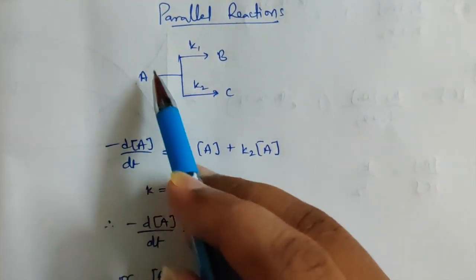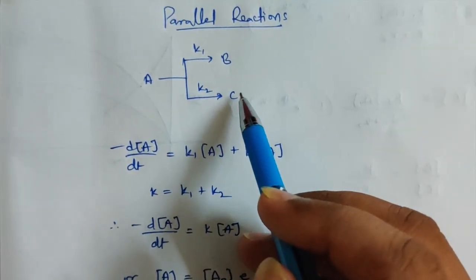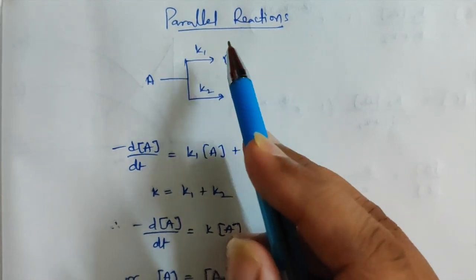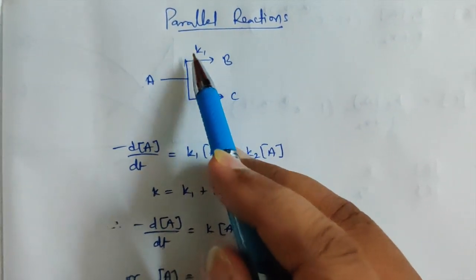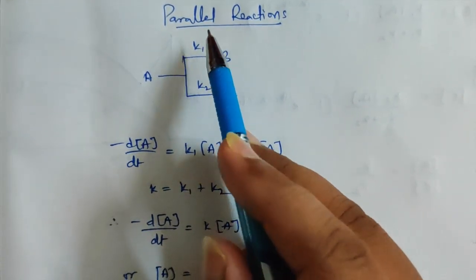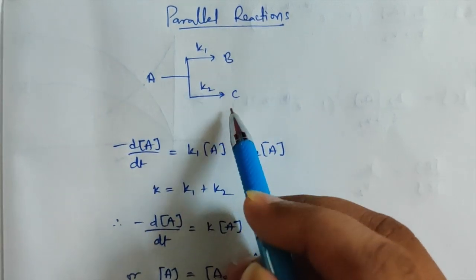So that's why this kind of reaction is called a parallel reaction, in which both of these products are getting formed parallelly. And which one will have the greater or lesser rate of formation will depend upon the values of K1 and K2. That means the rate will depend upon the rate constants over here. So A is your reactant, B and C are your products.